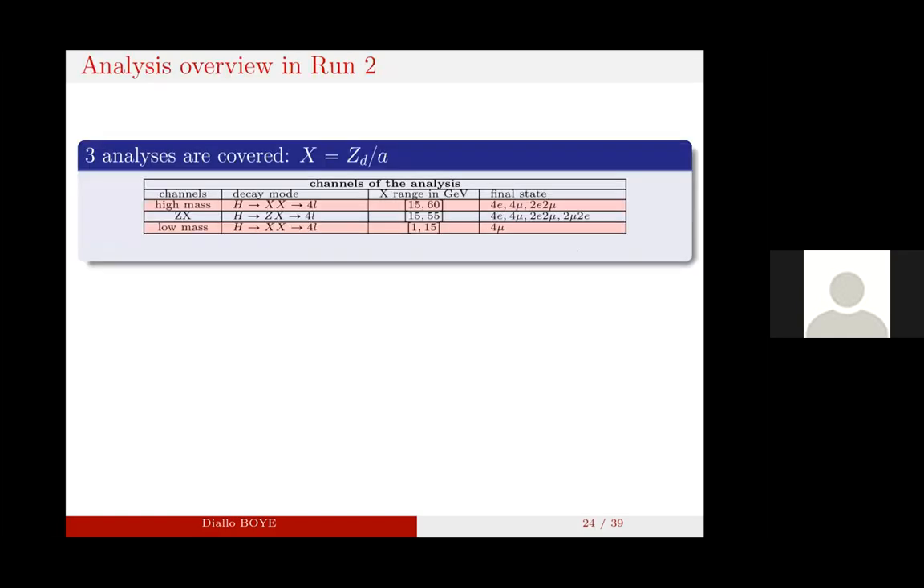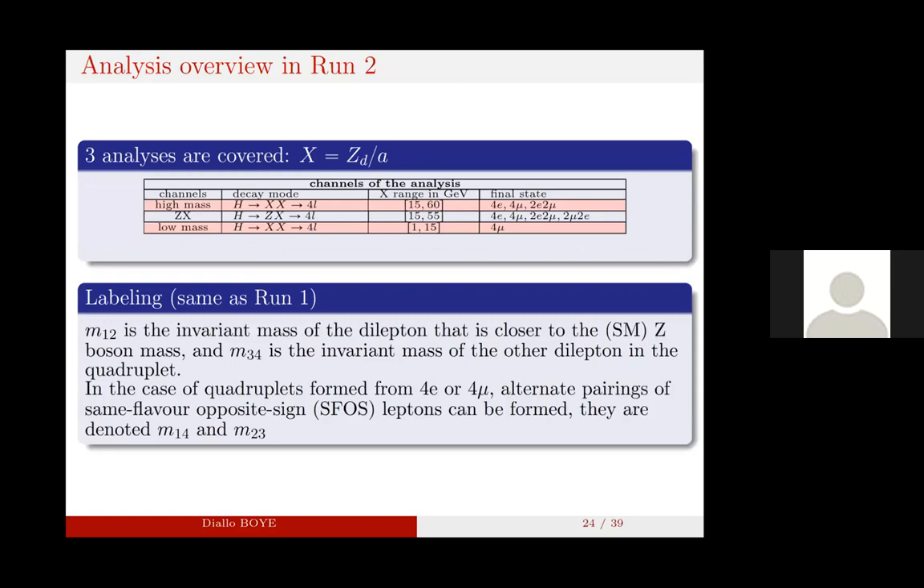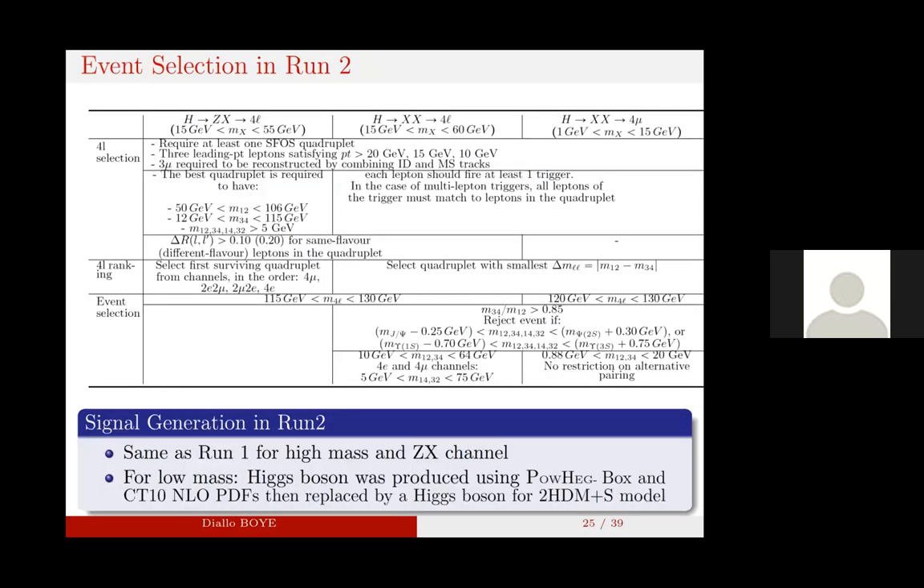So what's new in run two is the last row, which is the low mass channel. The low mass channel has been initiated only in the run two analysis, but the high mass and ZX have already been performed in run one, as you just saw. And for the labeling, we still use the same labeling, M12 and M34 for the dilepton masses in the quadruplets, and M14 and M23 for the alternate pairings.